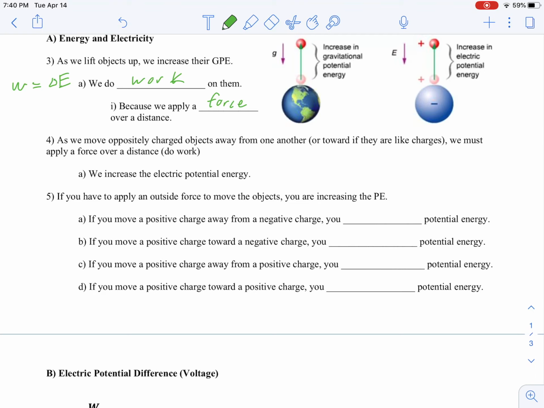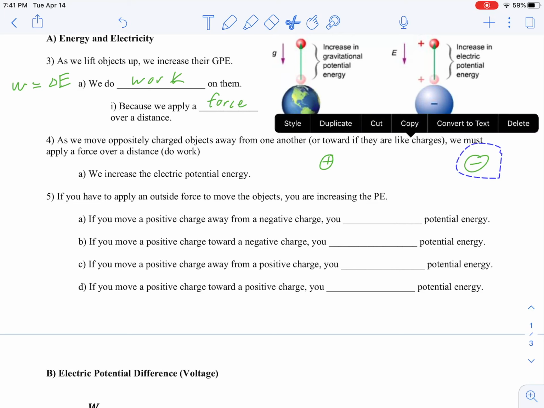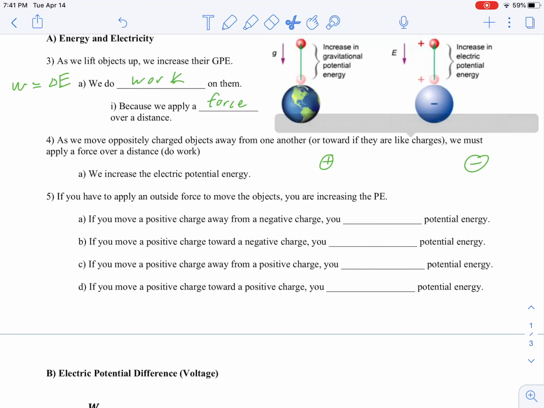So number 4 says, as we move oppositely charged objects away from one another, or toward one another if they're like charges, we must apply a force over a distance. Think about that again. If you have a positive and a negative, to move them away from one another, you have to apply a force, right? Because generally, if you just let go of these two objects, they're going to go right to each other. But instead, to move them away, you have to apply force. Okay, they're kind of fighting that. You do work in that case, and you increase the potential energy, because you're fighting against the natural tendency.